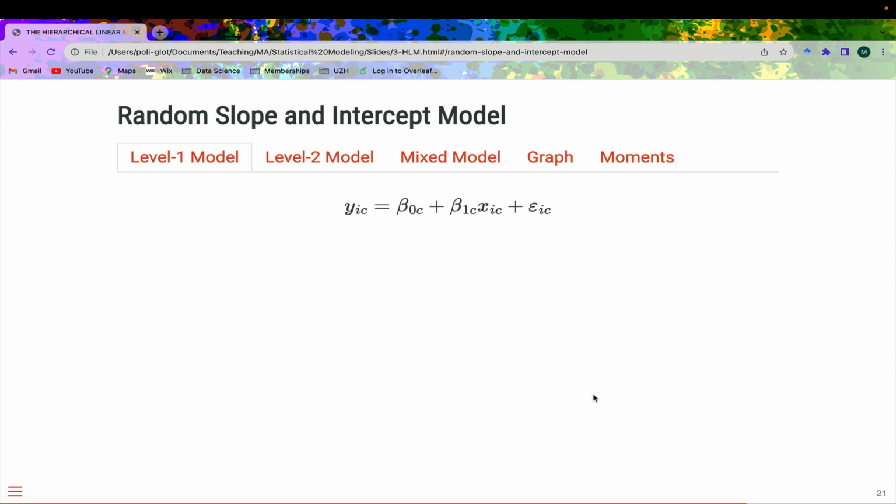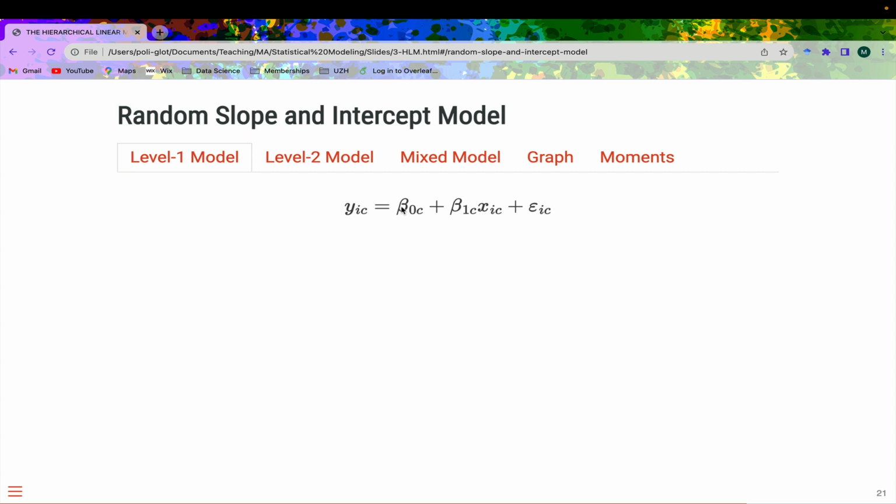Now we go to a different random coefficient model where we actually let both the intercept and the slope associated with political efficacy vary across contexts. So what we're going to do here is write up a model that is going to be a bit more complicated than what we had before. The level 1 model is one place where you immediately start seeing a change.